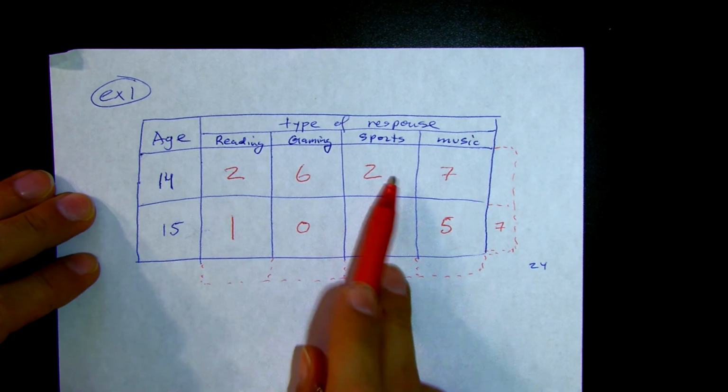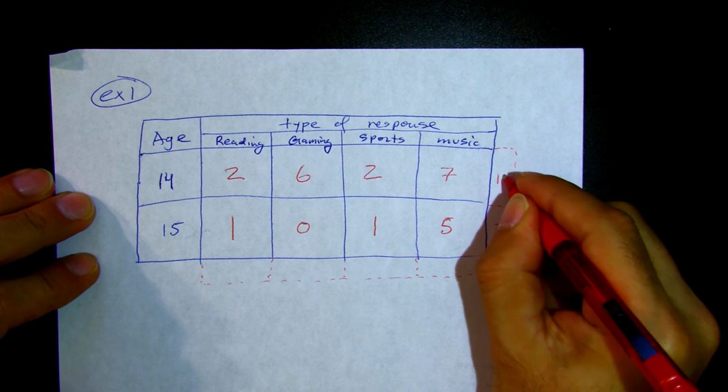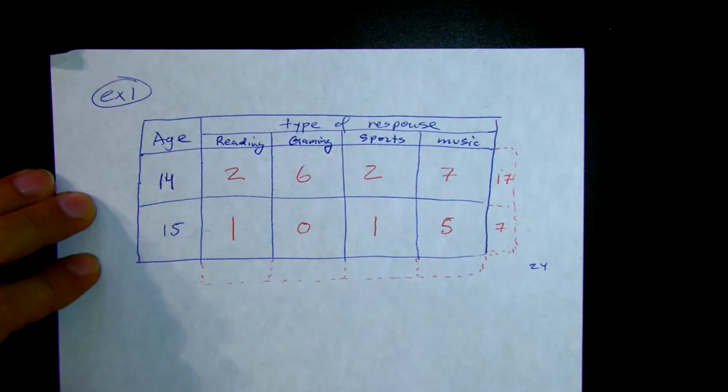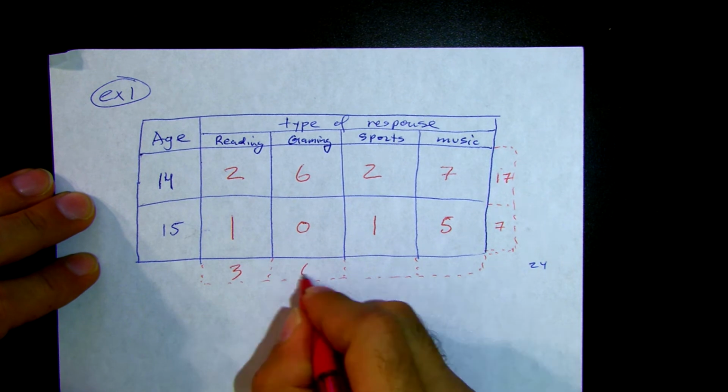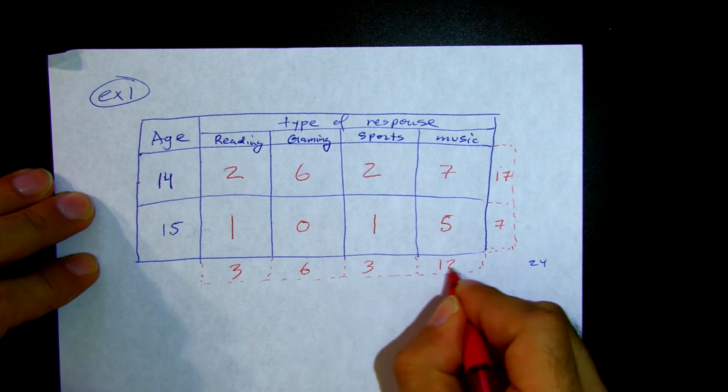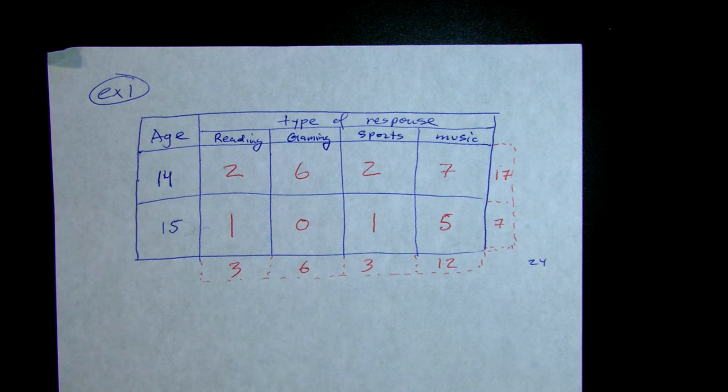All right, let's put in our marginal frequencies. Go ahead and put those all the way around. 17. All right, thanks. 3, 6, 3, 12. That's cool. Y'all like music a lot. Me too. All right. So far, so good, right? I mean, it's just like basic, you learn what it is, you put in the data, you figure it out.